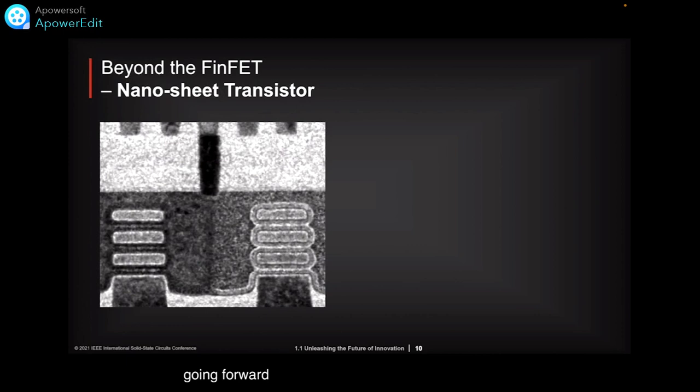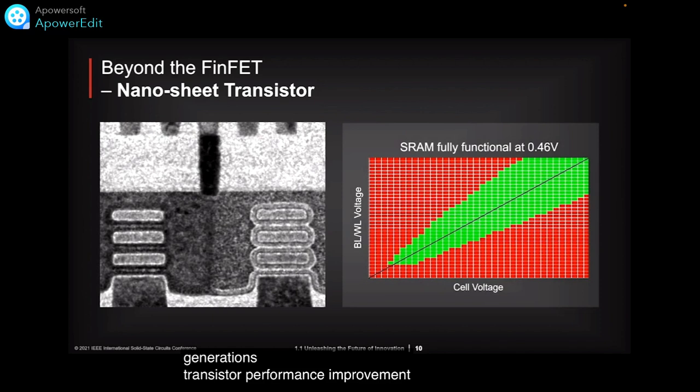Going forward, beyond the FinFET, the nanosheet transistor may offer additional performance and power efficiency. On the left is a TEM picture of a nanosheet transistor with tight space between sheets to reduce parasitic capacitance. This nanosheet transistor achieves smaller drain-induced barrier lowering and subthreshold swing to boost circuit performance compared to previous technology generations. Transistor performance improvement translates directly into lower VDD operation of SRAM. The Shmoo plot shows fully functional SRAM at 0.46 volt.